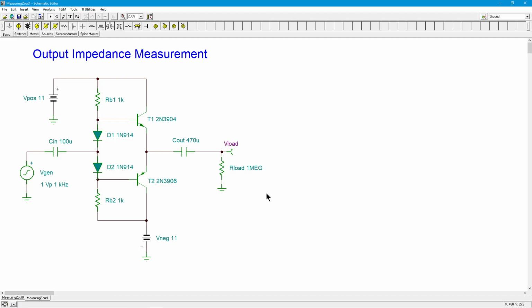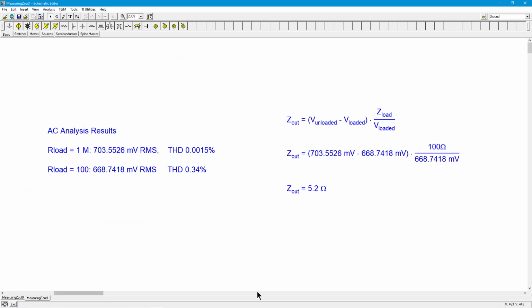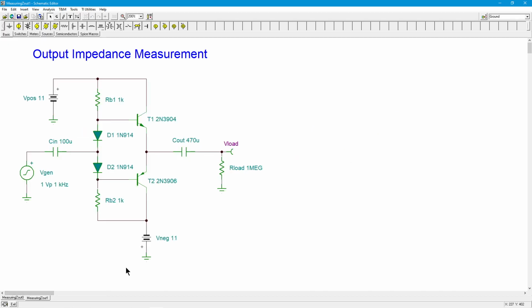And even though I did use RMS for my computations over here, you don't have to. You can use peak, you can use peak to peak. Just make sure you use the same for each, right? The loaded and the unloaded, you just have to make sure that they're the same, right? RMS, peak, peak to peak. Okay? So you don't have that limitation with the scope. You don't have a frequency limitation, so that will work really well.